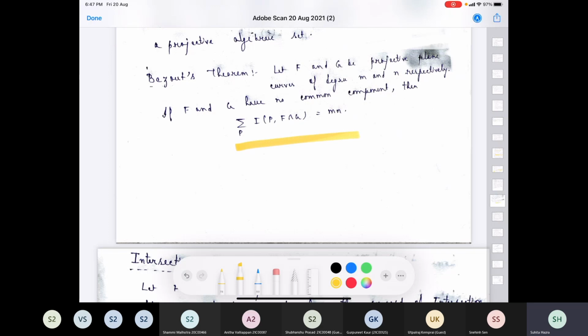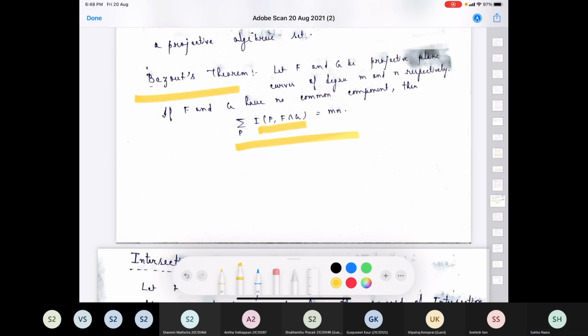And for this remedy, we have introduced this projective space. So Bezout's theorem states that let F, G be projective plane curves of degree m and n respectively. And if F, G have no common component, then the summation of I_P(F ∩ G) is mn. So you will ask me, what is I_P(F ∩ G)? It is the intersection number. You have the intuitive idea of the intersection number from the previous lecture.